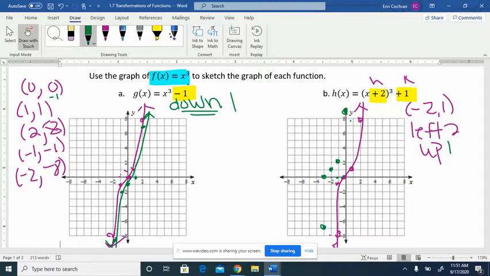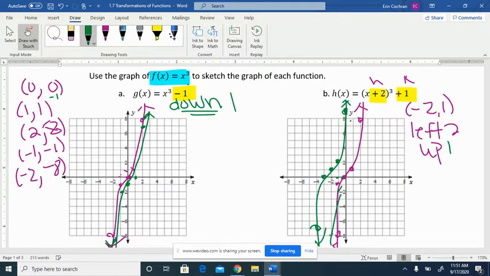Left 2, sorry, left 2, up 1, if I can count. There we go. Left 2, that should be in there. Left 2, up 1, there we go. And there's your new graph.